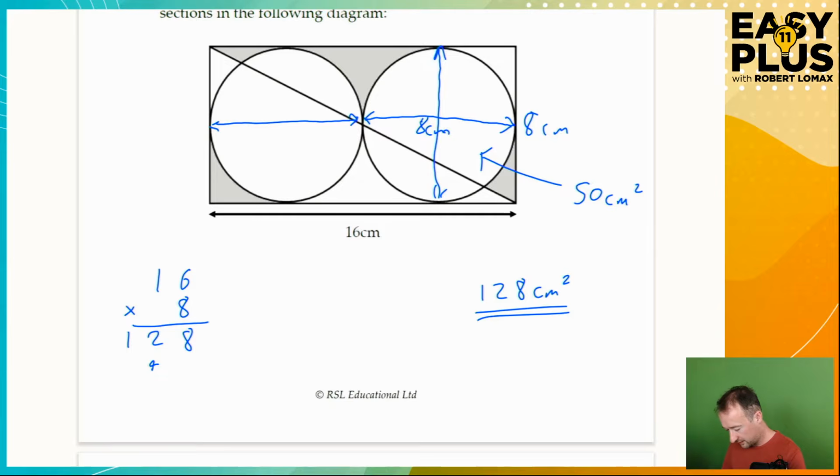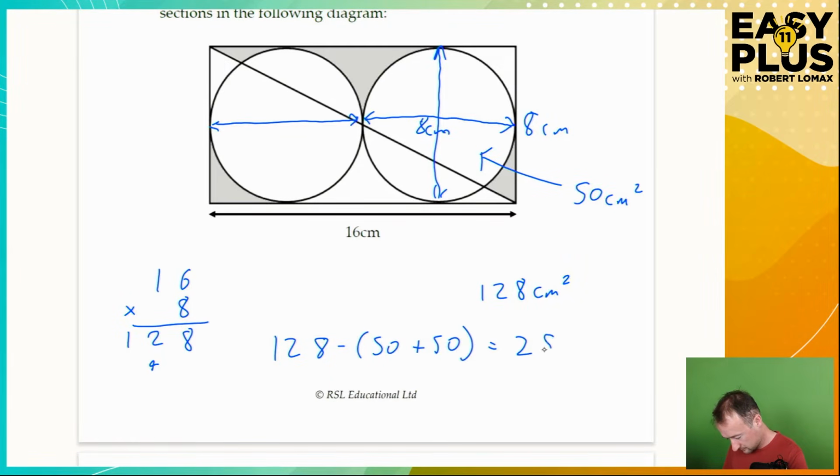So if we take the area, oops, that shouldn't be double underlined because it isn't the answer. If we take the area of the entire rectangle, which is 128, and we take away the areas of the two circles, then we have the area of all the parts outside the two circles. How can we get from this to the answer? Well, actually, it's quite simple.